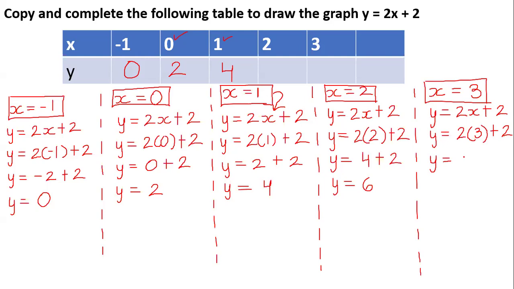So y is equal to, what is 2 times 3? That's gonna be 6. 6 plus 2. What is 6 plus 2? That's gonna be 8. Very good. So what does that mean? When x is 2, y is equal to 6. And then when x is 3, y is equal to 8.